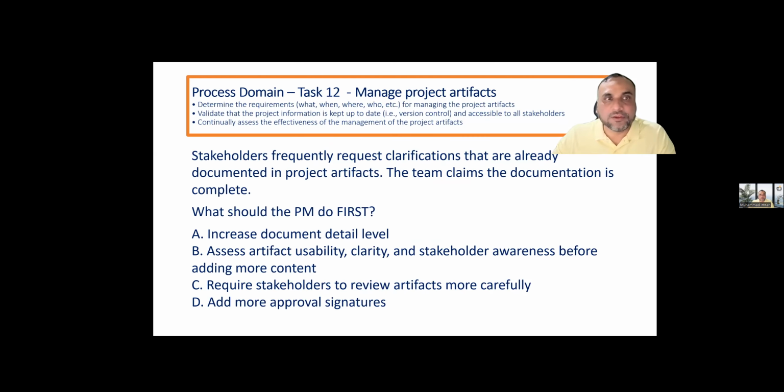Next, stakeholders frequently request clarifications that are already documented in project artifacts. The team claims the documentation is complete. What should the PM do first? Which means, where is the problem? In a stakeholder engagement plan or communication management plan? First answer this, please. Problem in a stakeholder engagement plan or problem in communication management plan?